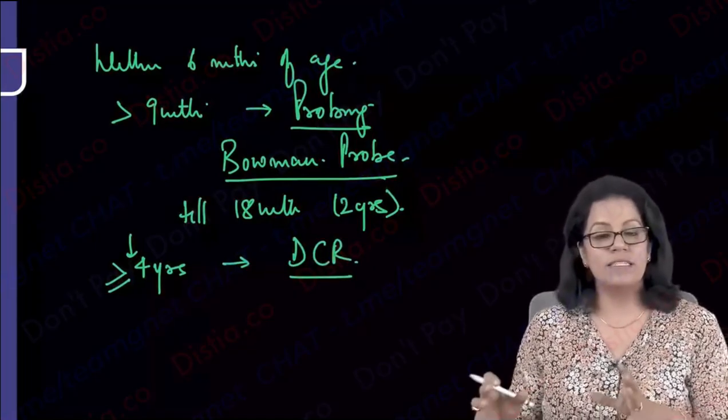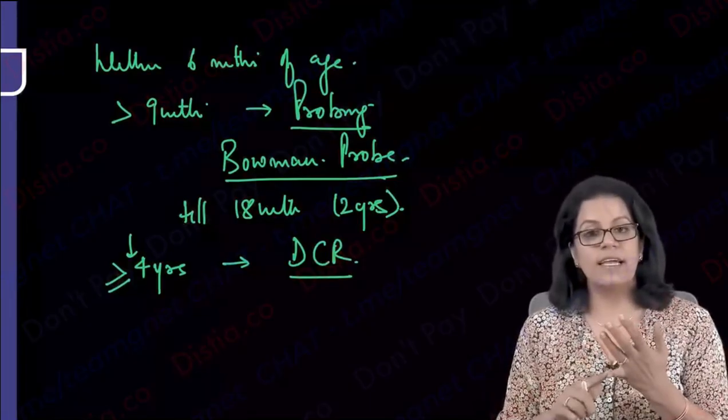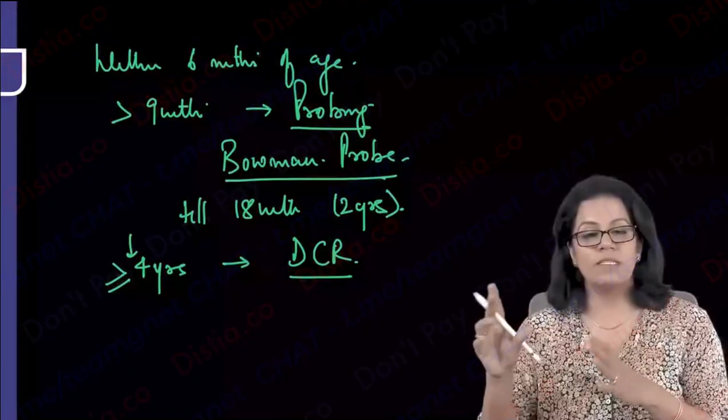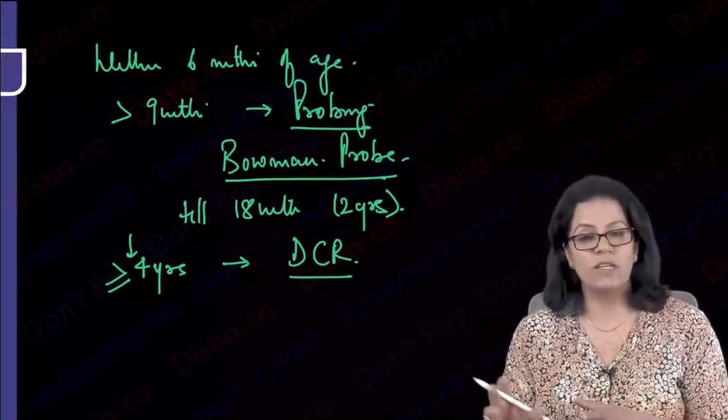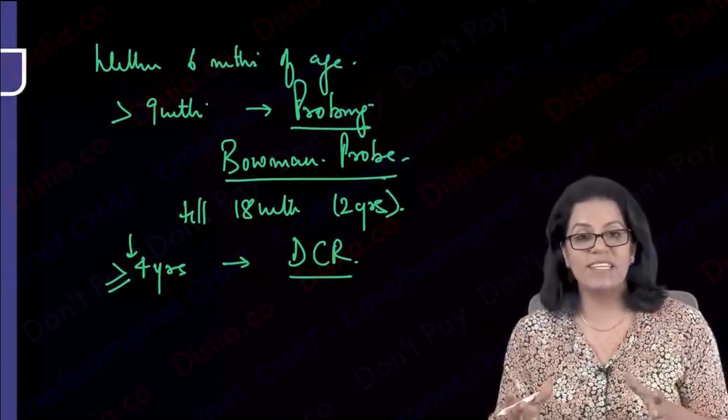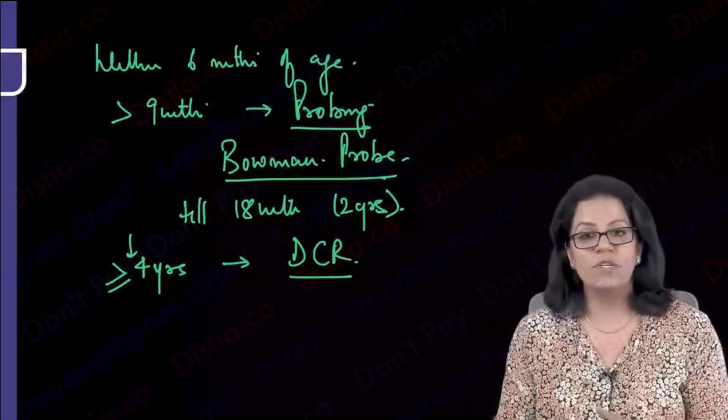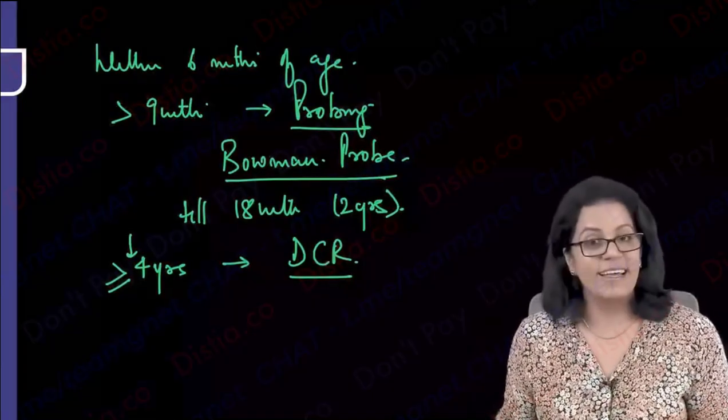So this is the treatment. It's important. You should know: less than 9 months, massaging; more than 9 months till 2 years, probing is a good option. After that, we will have to wait if nothing is working. And when the child is 4 years or above, we are going to do the DCR.